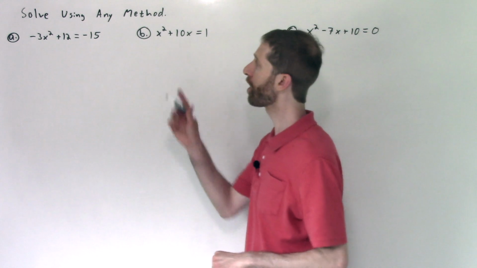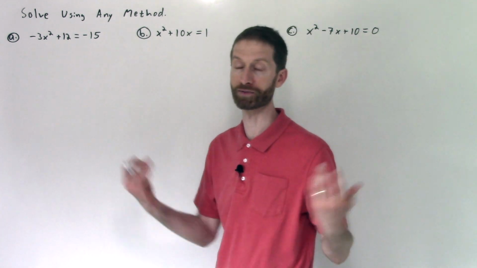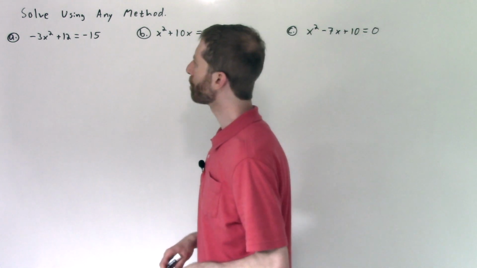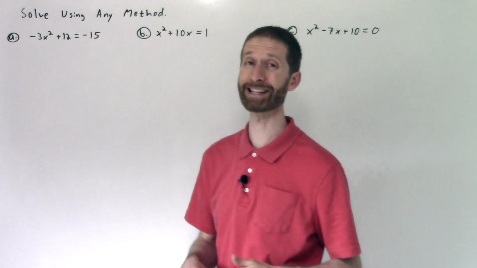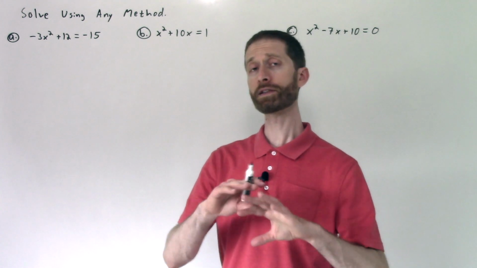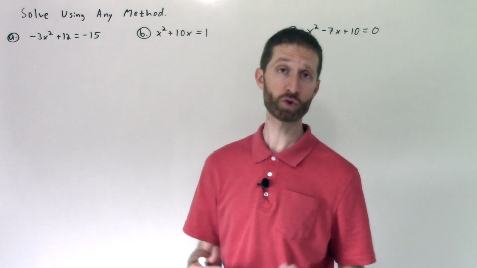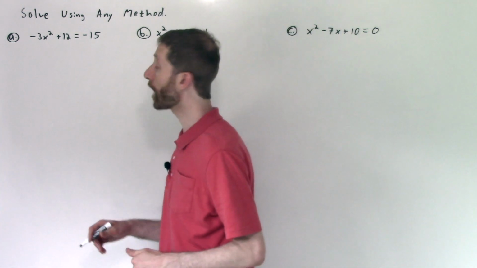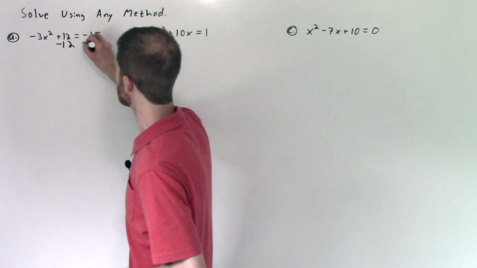So it says solve using any method. So how do we solve this first one? You've got negative 3x squared plus 12 equals negative 15. Recognize that there is no b term, no x term, so we can isolate x by using the square root technique. So I'm going to undo the order of operations by subtracting 12 on both sides.